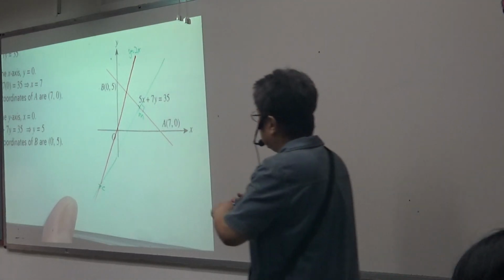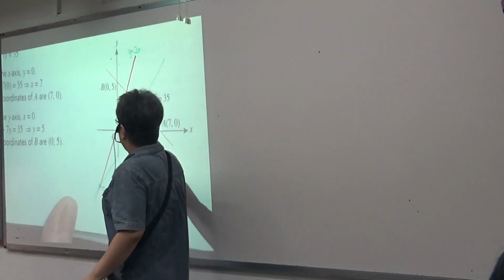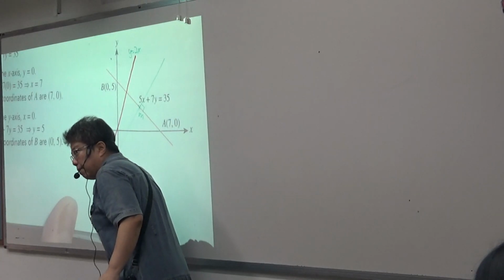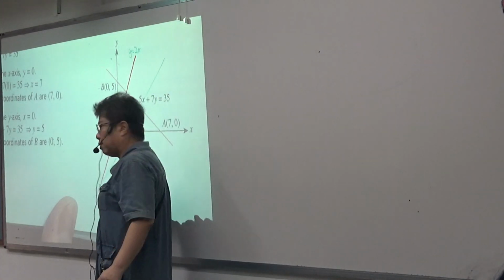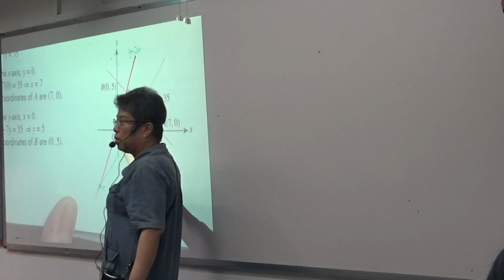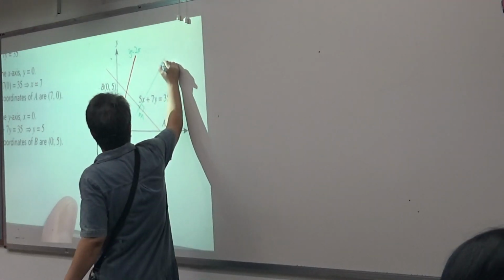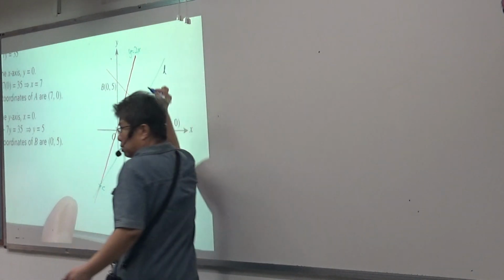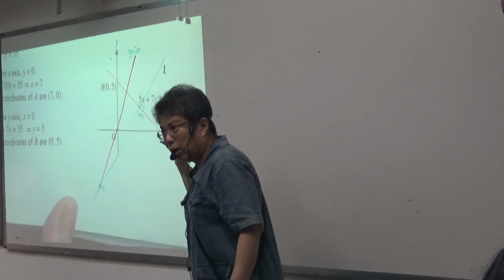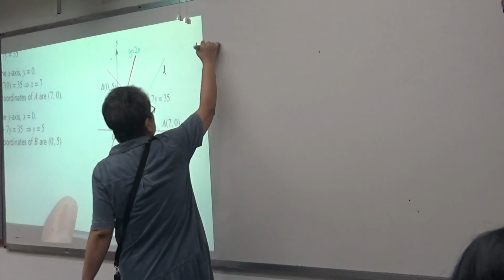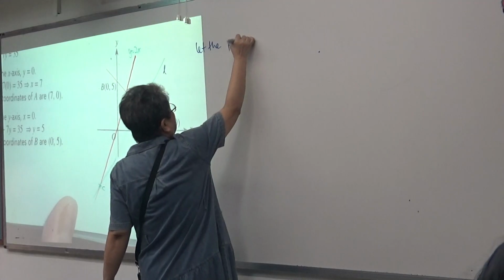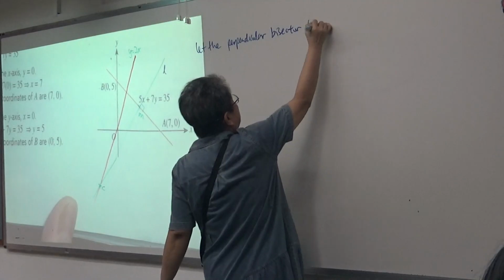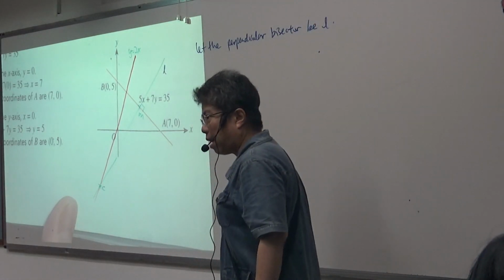I repeat, the perpendicular bisector of AB, that means this line, will be projected, right? Then this is y equals 2x, it will cut. That means I must solve these two simultaneous equations. But do I know the equation of this? I don't know. I let this be L. Okay, so I let the perpendicular bisector be L.